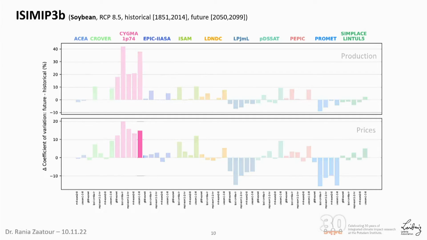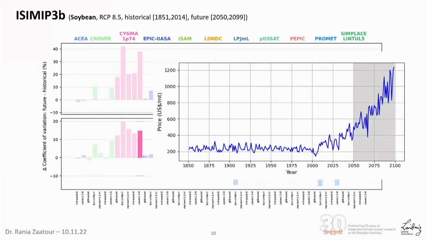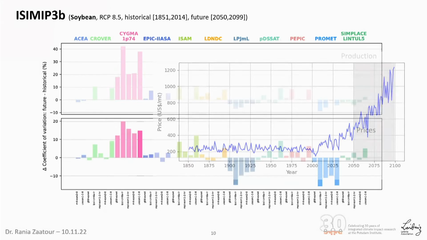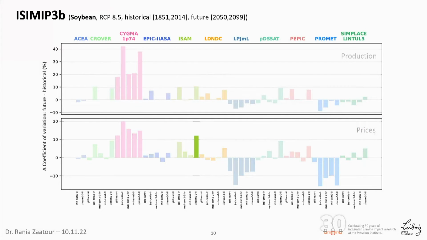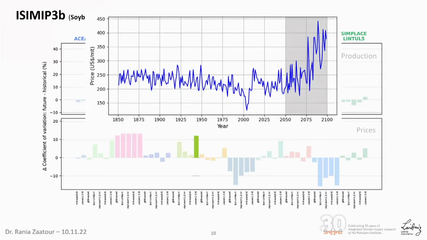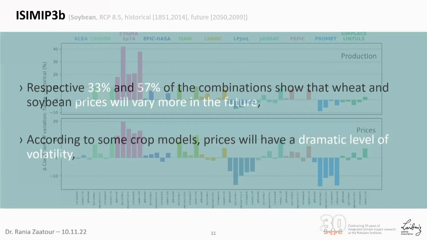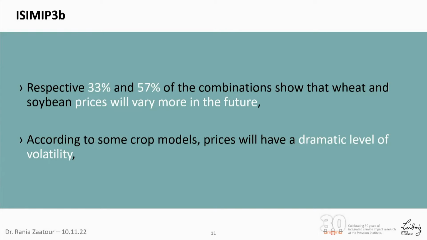If we take this example under the sigma 1P74, this translates into this price time series. You can see that in the future prices get very high, and the volatility is very, very important. And we can take another example under ESAM, for example. And again, we observe the same trend of prices going high and of very large spikes. So from these results under ISIMIP 3B, we observed that respectively 33% and 57% of the combinations showed that wheat and soybean prices will vary more in the future. And according to some of these crop models, prices will have a dramatic level of volatility.